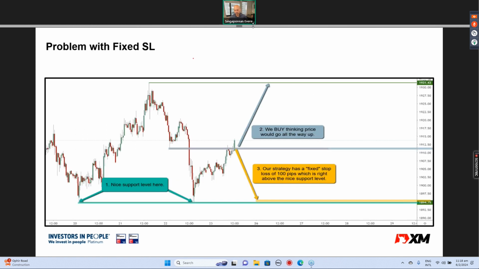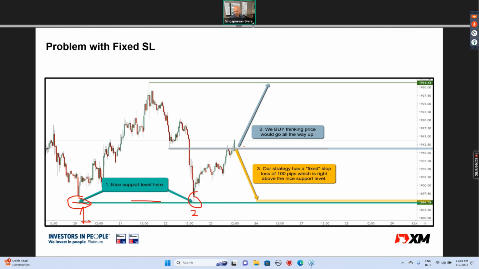All right, so here we can see an example of having a fixed SL, right? We see here this is point 0.1. There's a nice swing low support here at point 0.1. There's also another nice swing low here at point 0.2. We can see that clearly in the green line here, this is a very significant support level for price.